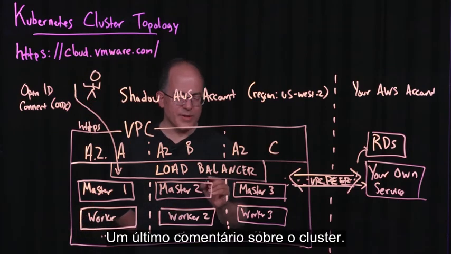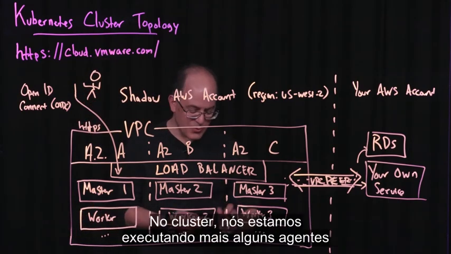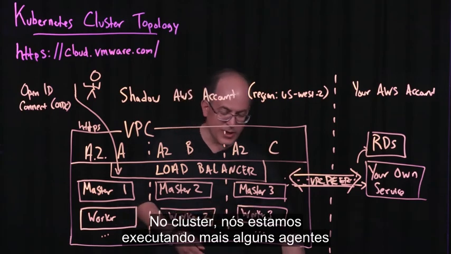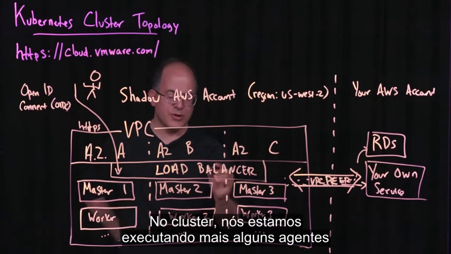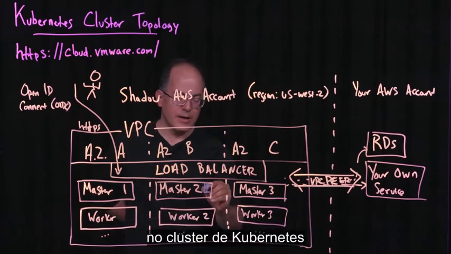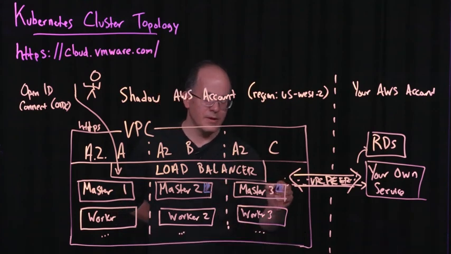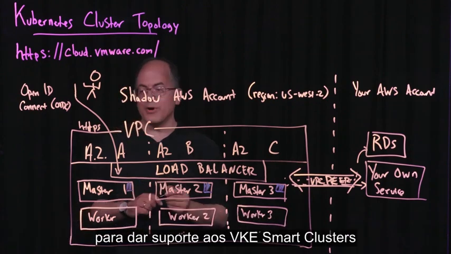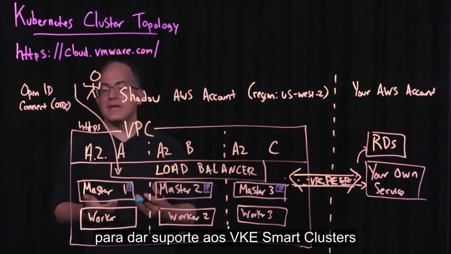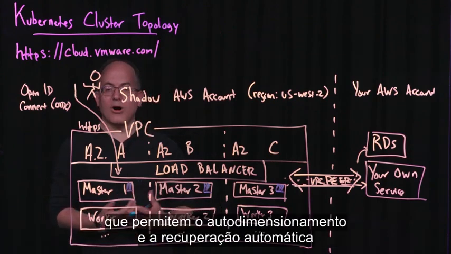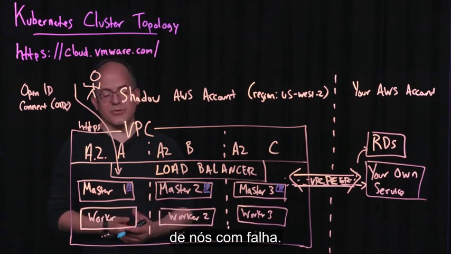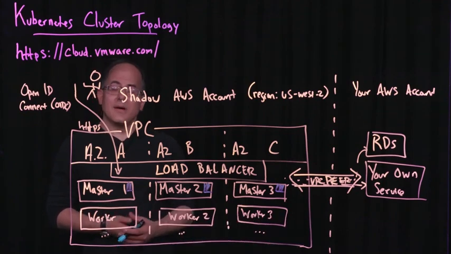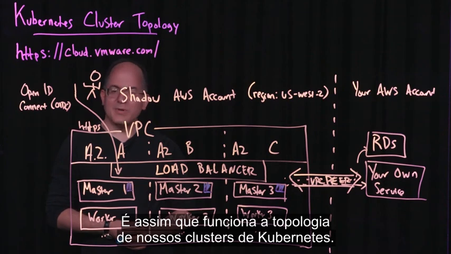And maybe one last comment on the cluster is that within a cluster, we are running a few extra agents on the Kubernetes cluster. These provide a little bit of extra functionality in order to support our VKE smart clusters, which allow auto-scaling and automatic recovery of failed nodes. And that's what the topology of our Kubernetes clusters looks like.